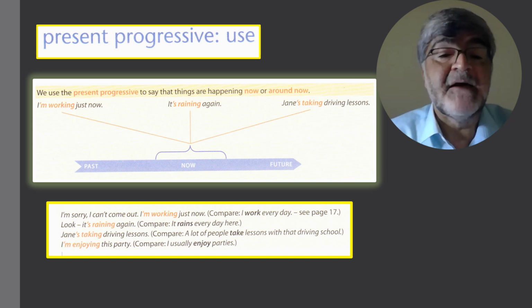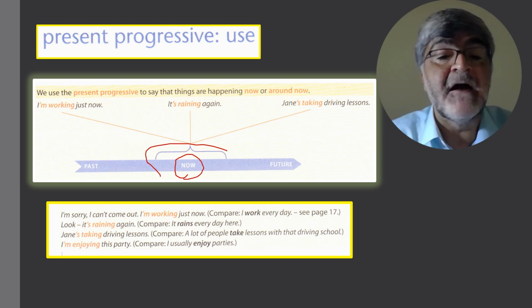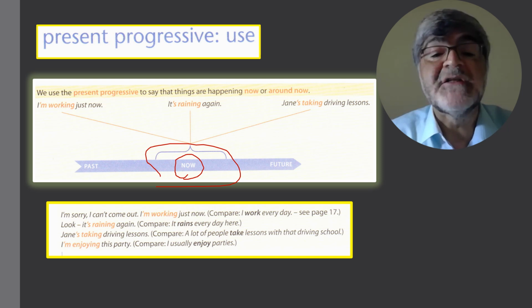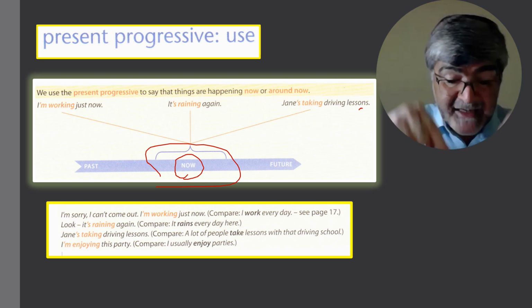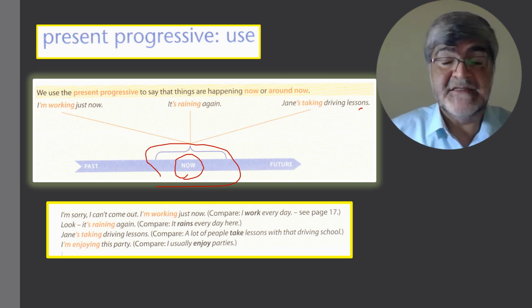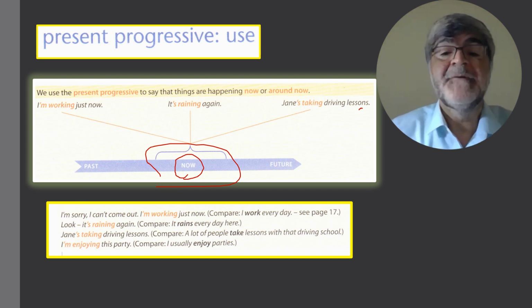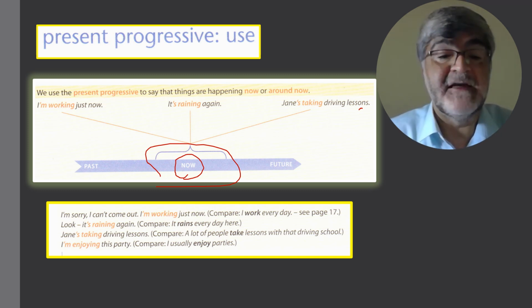Now, there are some examples here. You'll see the picture here, the diagram shows that now and around now, not exactly just now. You see that John's taking driving lessons. Okay, John is taking driving lessons. Doesn't mean that exactly now, just now he's taking a driving lesson. Maybe now he's at home, but these days he's taking driving lessons.